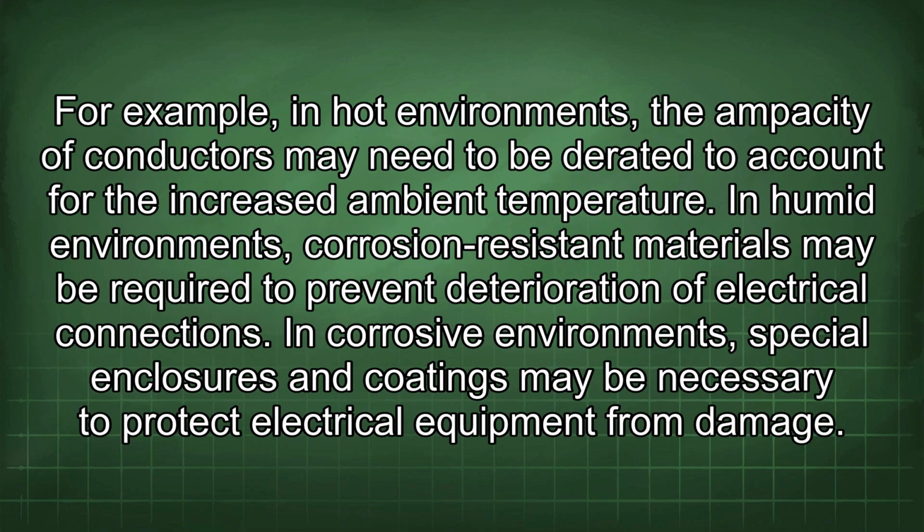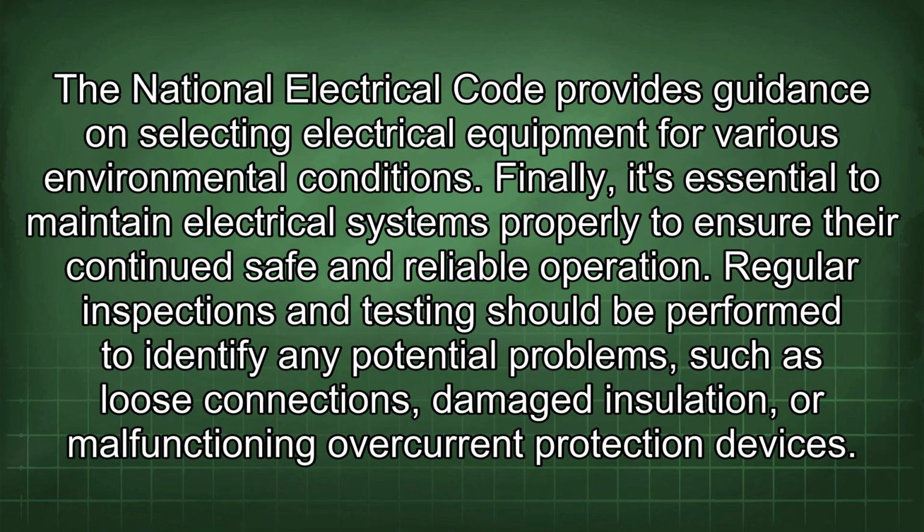For example, in hot environments, the ampacity of conductors may need to be derated to account for the increased ambient temperature. In humid environments, corrosion-resistant materials may be required to prevent deterioration of electrical connections. In corrosive environments, special enclosures and coatings may be necessary to protect electrical equipment from damage. The National Electrical Code provides guidance on selecting electrical equipment for various environmental conditions.